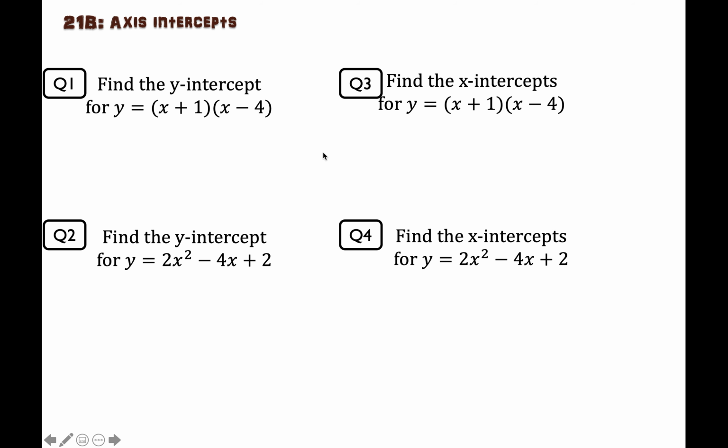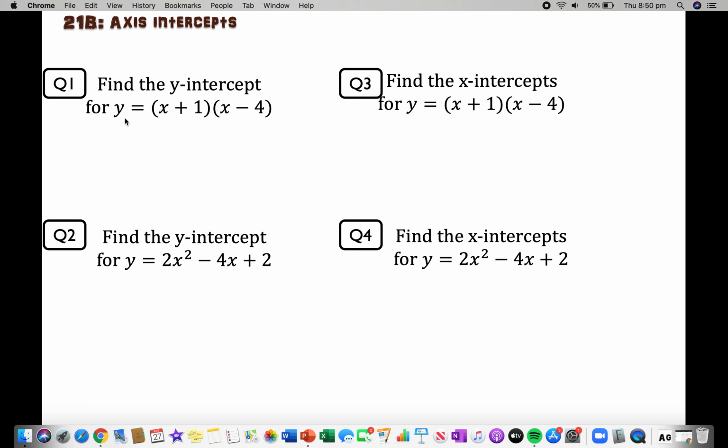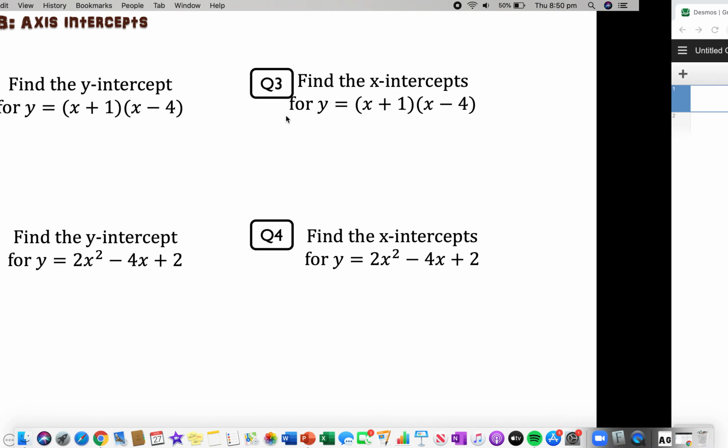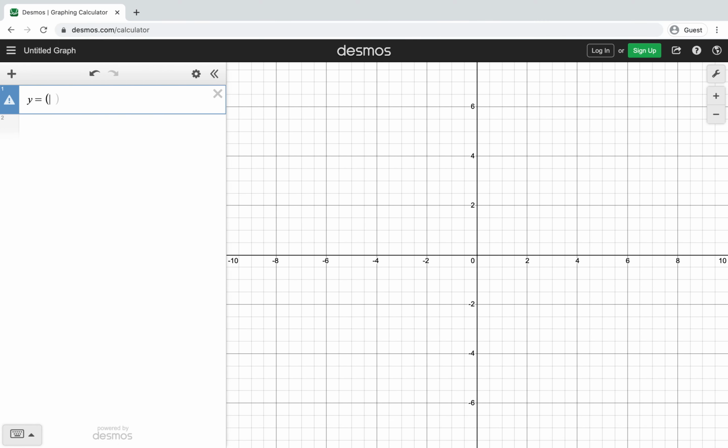I'm going to go to desmos.com, which is a really cool calculator. There we go. And I'm going to go on the graphing calculator. And I'm going to graph this equation. Y equals x plus 1 times x minus 4. Cool. So this is the graph.